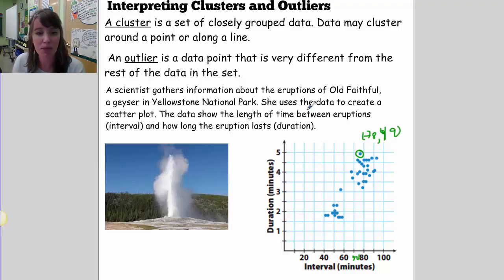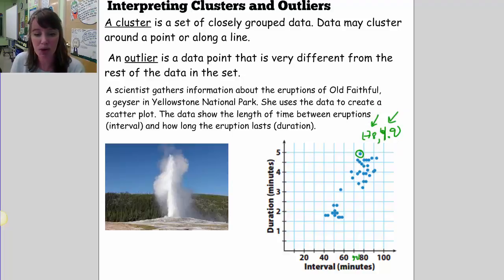That point would be, the length of time, so this is 78 minutes. It erupted for a duration of 4.9 minutes. So the interval between the last eruption and the eruption we're talking about was 78 minutes since the last eruption had occurred, and it erupted for a period of 4.9 minutes. Okay, so that's important to understand.